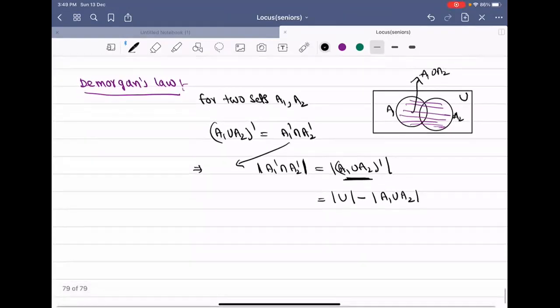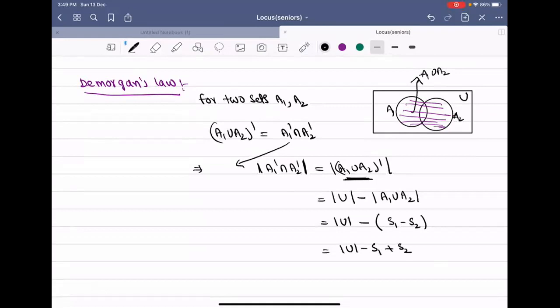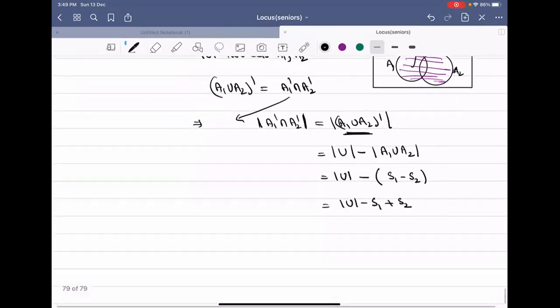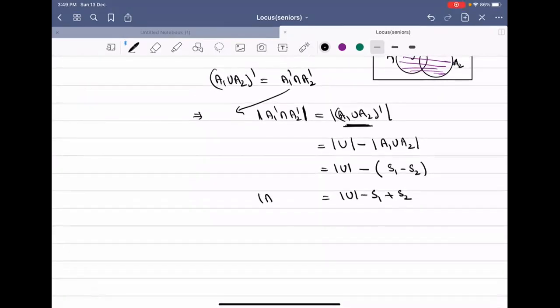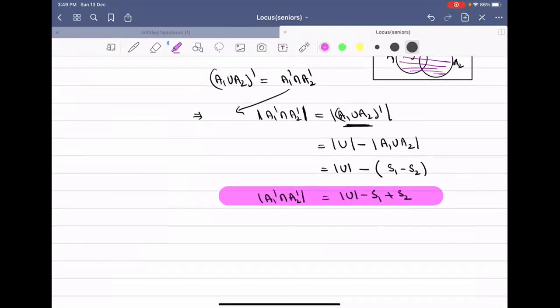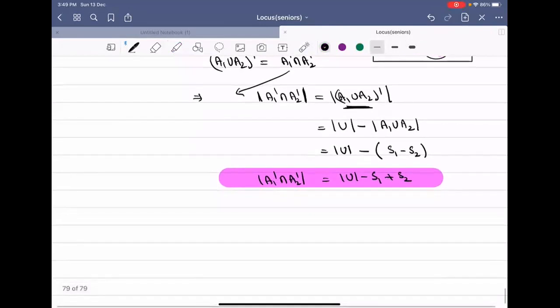So this is equal to universal set minus, already we calculated what is A1 union A2, S1 minus S2 in terms of notation. That is universal set minus S1 plus S2. So this is the formula for A1 prime intersection A2 prime. It's a very, very important one. This is useful for solving the problems. Now we proved this one. Next we will prove this for 3 sets.